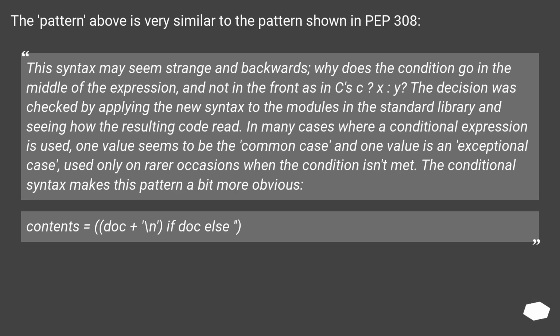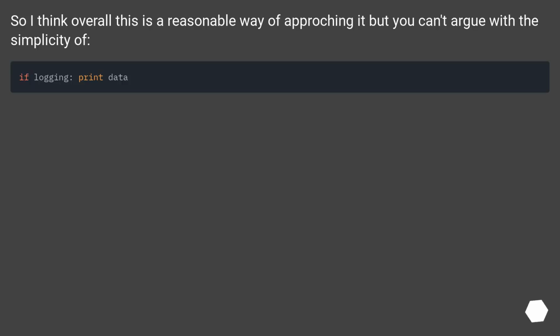In many cases where a conditional expression is used, one value seems to be the common case and one value is an exceptional case, used only on rarer occasions when the condition isn't met. The conditional syntax makes this pattern a bit more obvious: contents = doc + '\n' if doc else ''. So I think overall this is a reasonable way of approaching it, but you can't argue with the simplicity of this.